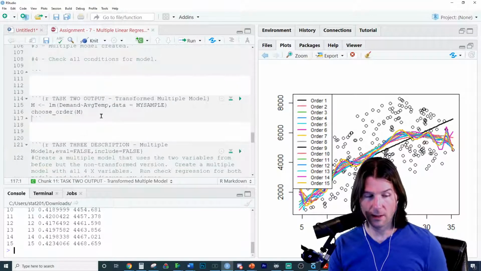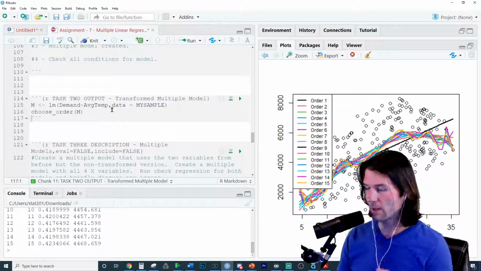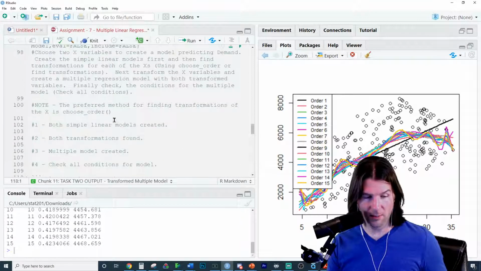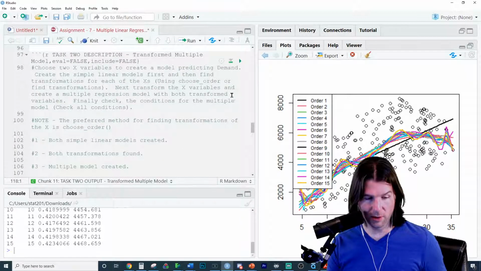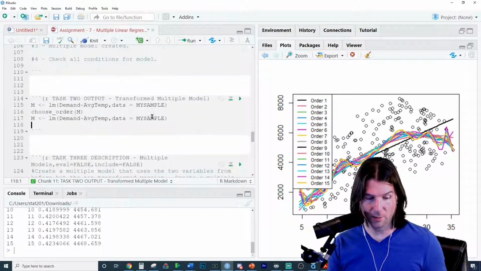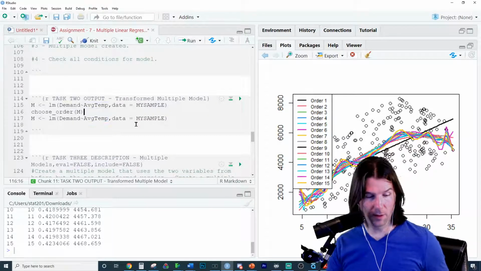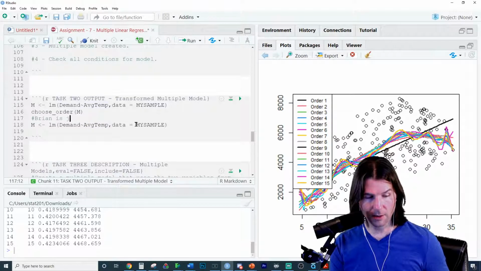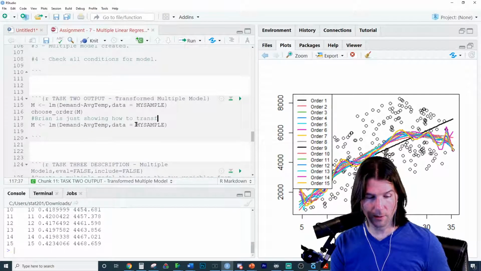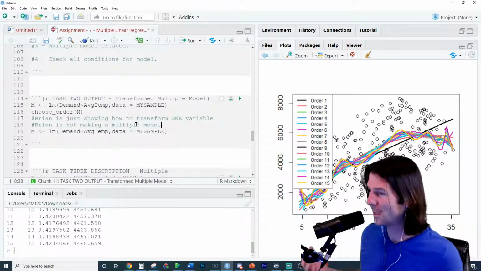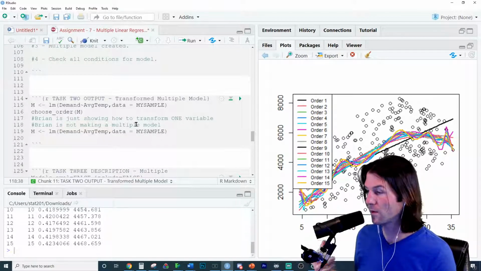When creating this, the best way of doing it is going to go a little bit advanced. Because I say next, transform the x variables and create a multiple model with the transformed variables. You need to include both of these transformed. Brian is just showing how to transform one variable. I'm not making a multiple model. I'm going to show how to transform one of these variables.